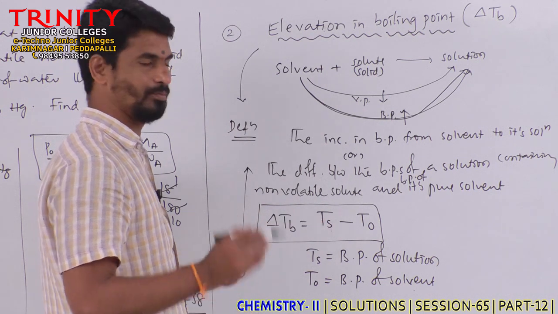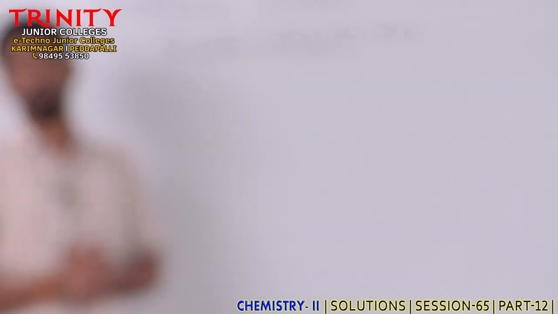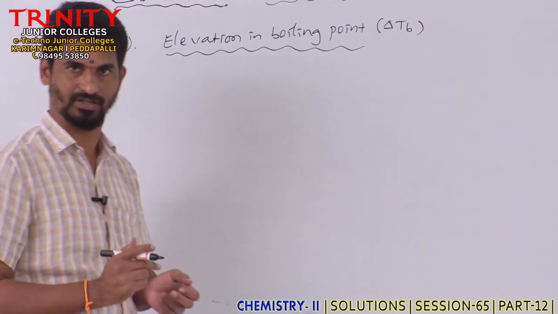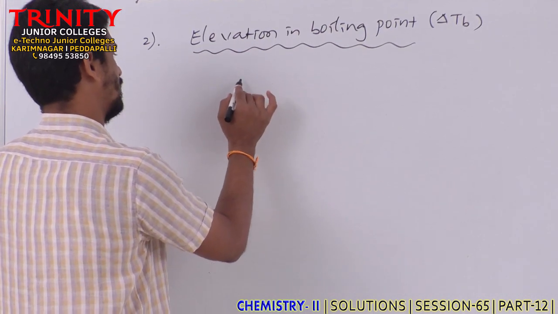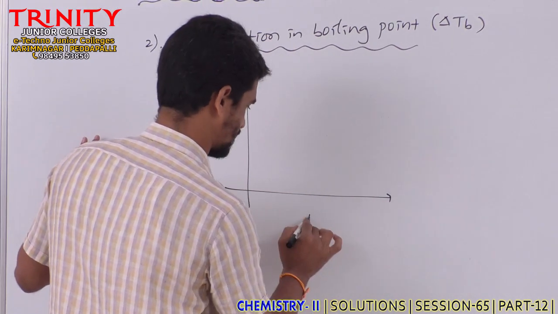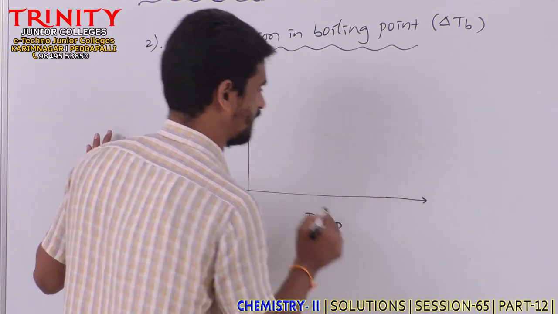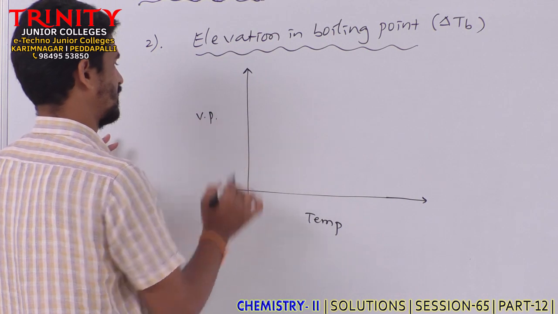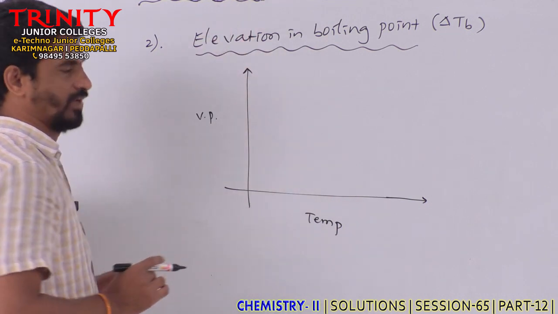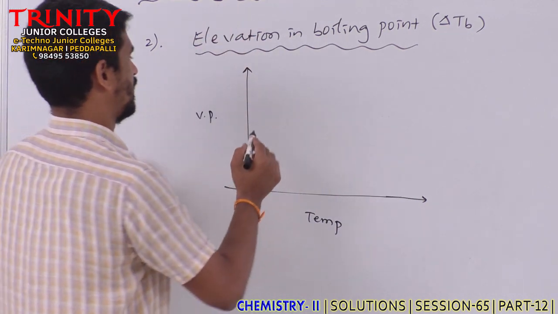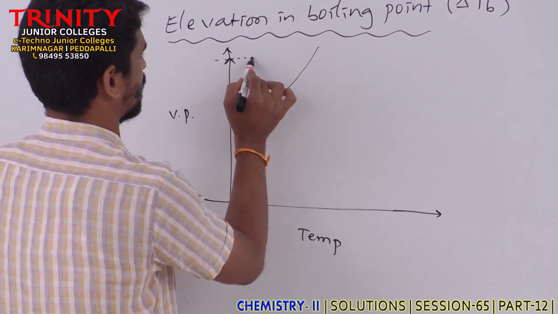How is this elevation in boiling point related with the concentration of the solution? Let us see. Here I am taking temperature on the x-axis, and I am observing the variation of vapor pressure of solvent and solutions with the change in temperature, with vapor pressure on the y-axis. The vapor pressure of the solvent is more, so it will be like this. Let us consider this is 1 atmosphere.